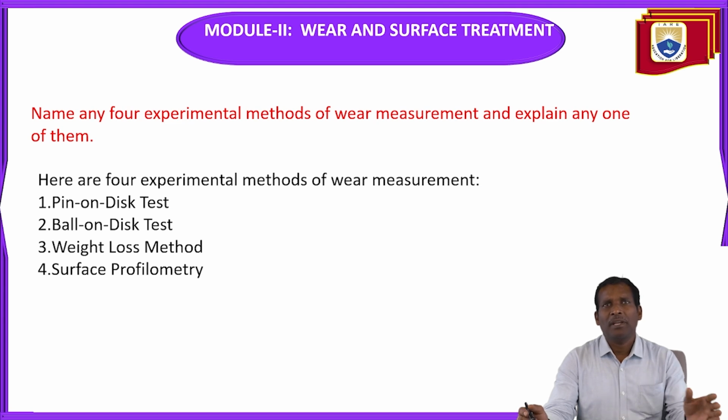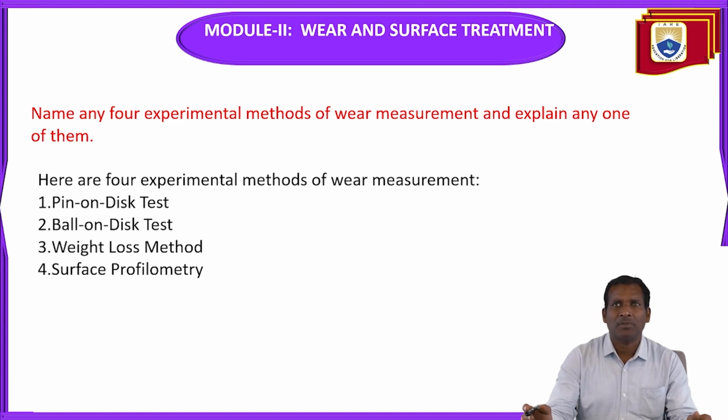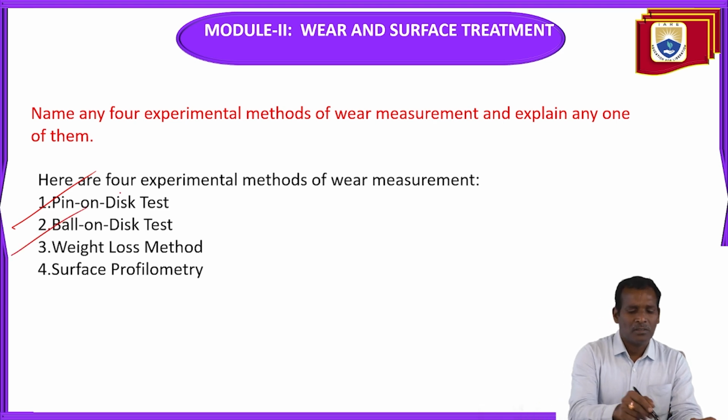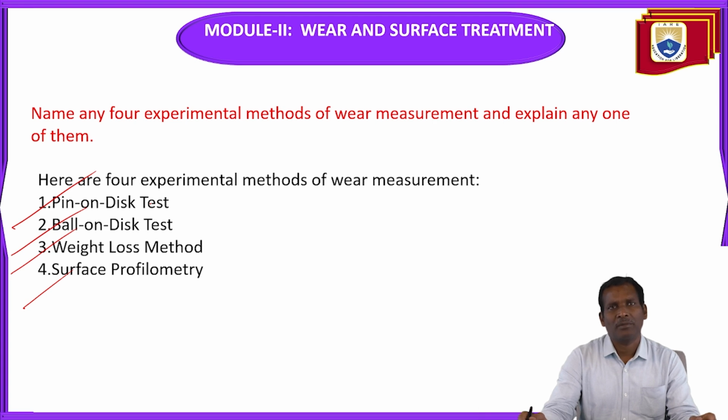So next question: name any four experimental methods of wear measurement and explain any one of them. How to list out the four experimental methods and then explain any one. Here, four experimental methods of wear measurement are given: pin on disc test, ball on disc test, weight loss method, and surface profilometry. These four methods are used for wear measurement.